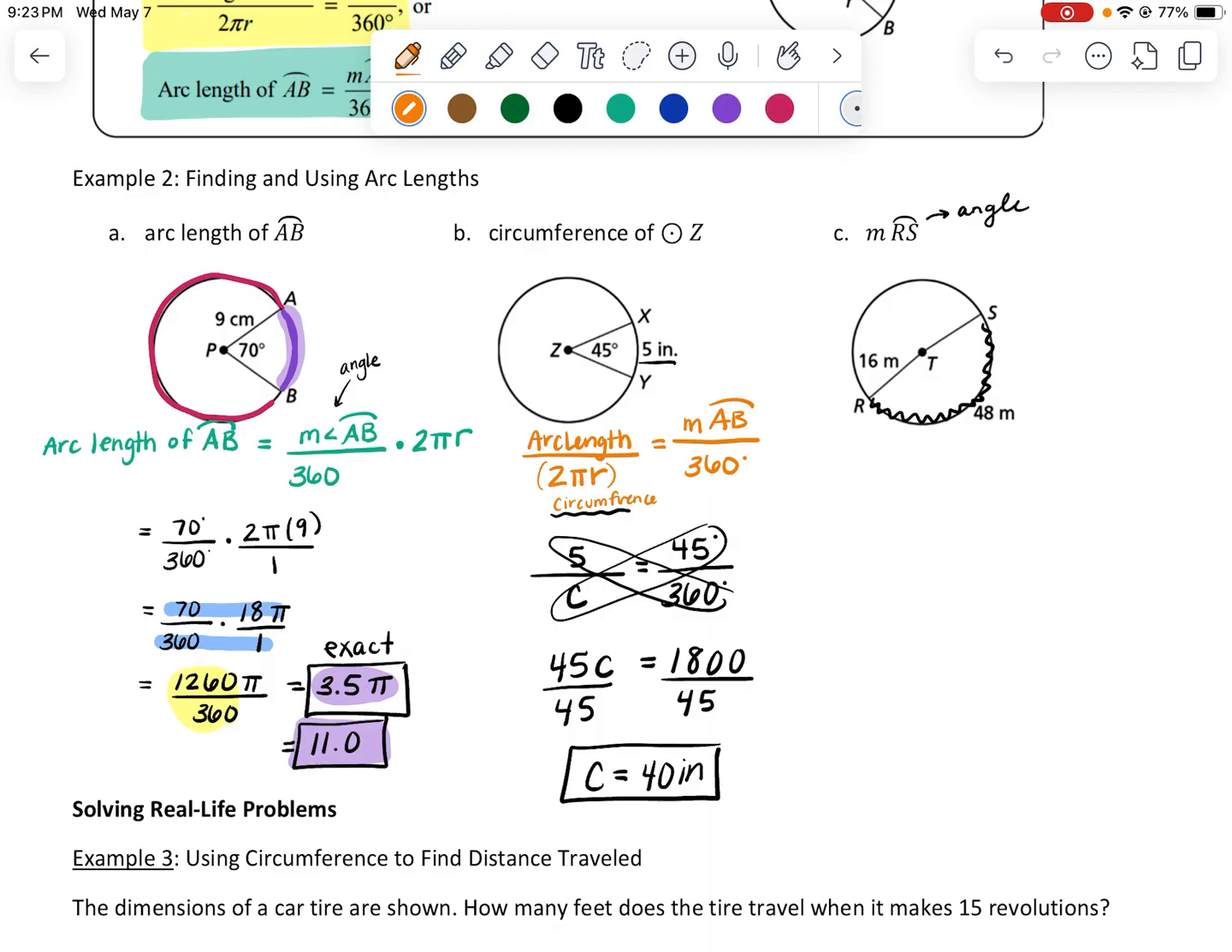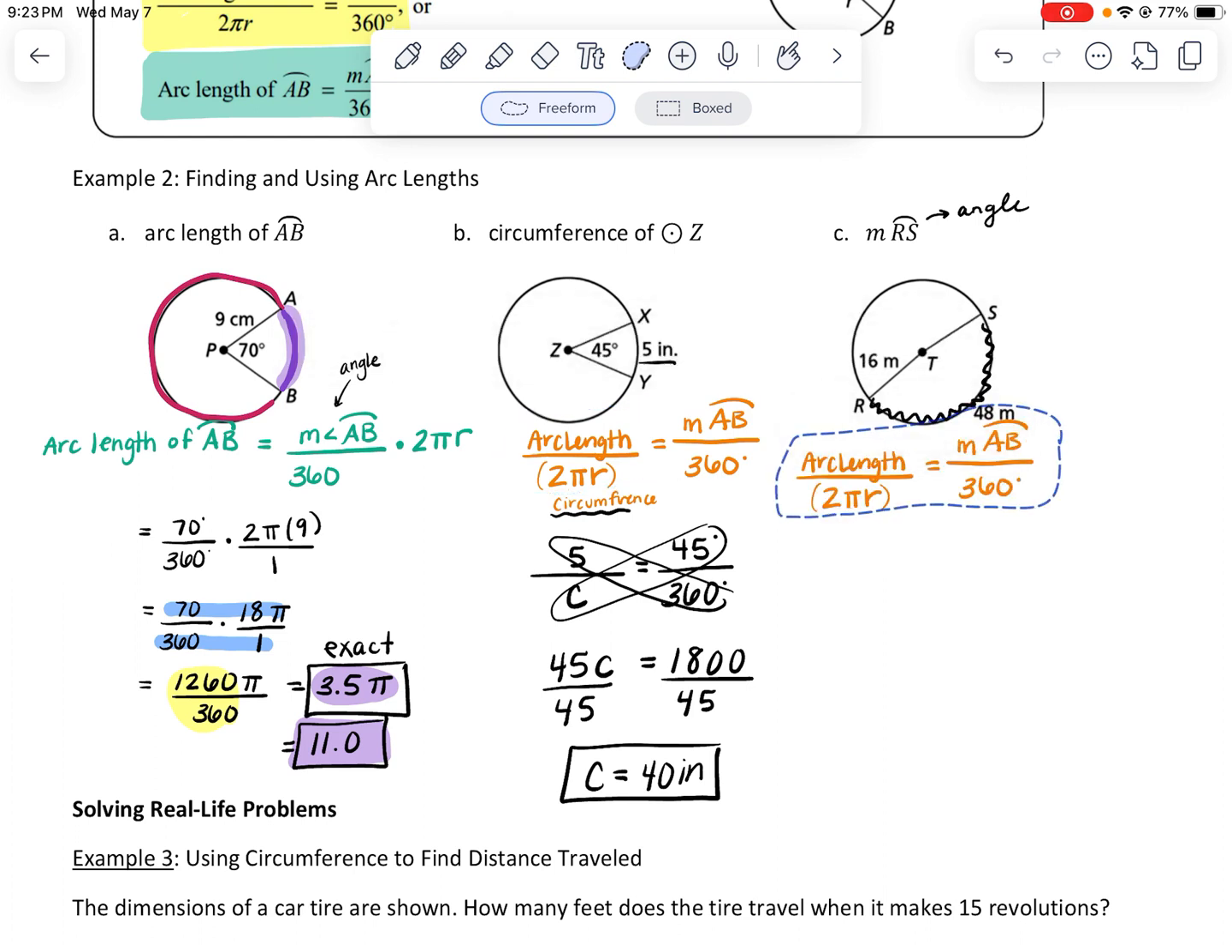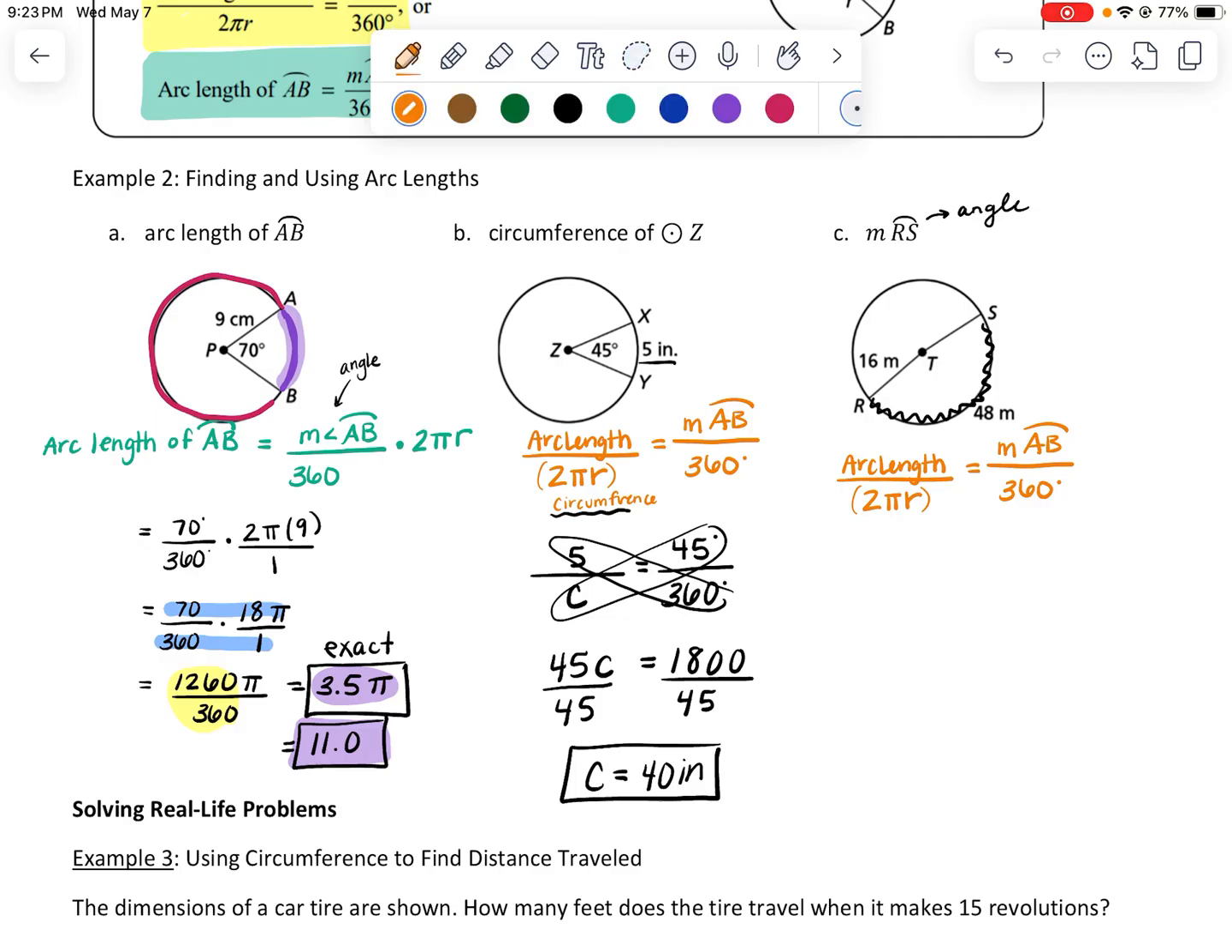So I'm going to use that top equation again. Okay, and we're going to fill in the pieces that we know. Okay, so the arc length. So we know the arc length is 48. And I know that 2 pi r, the radius is 16. And then the measure of the arc we don't know, so I'm just going to call that x over 360. So this is what I'm trying to solve. I'm plugging in the pieces. I'm trying to find the measure of the arc, and then we can solve.